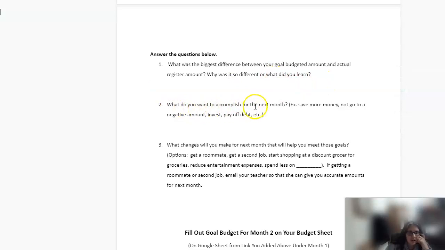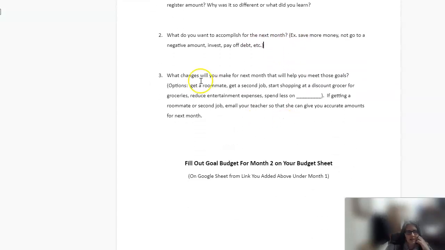Number 2, what do you want to accomplish for the next month? So do you want to save more money? Do you want not to go into a negative amount? Do you want to invest? Do you want to pay off more debt? Do you want to save, oh, savings is on there already, I talked about it. Okay, what are your goals? And then number 3, what changes will you need to make next month that will help meet those goals?